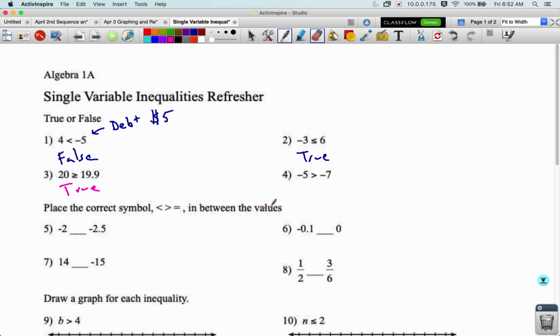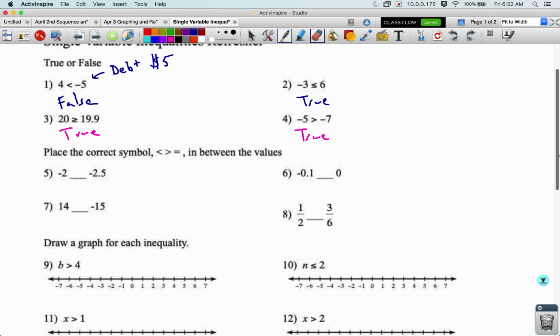So this time the money is really useful because would you rather be in debt $5 or be in debt $7? Well, I'd rather be in debt $5. So this one's also true right here. Even though it looks like he's eating the smaller number, because they're both negative, you actually want to go with the smaller negative. All right, so I went false, true, true, true in that top section.